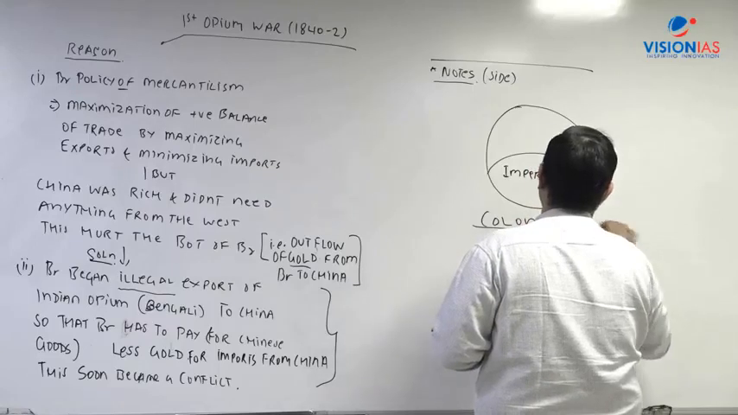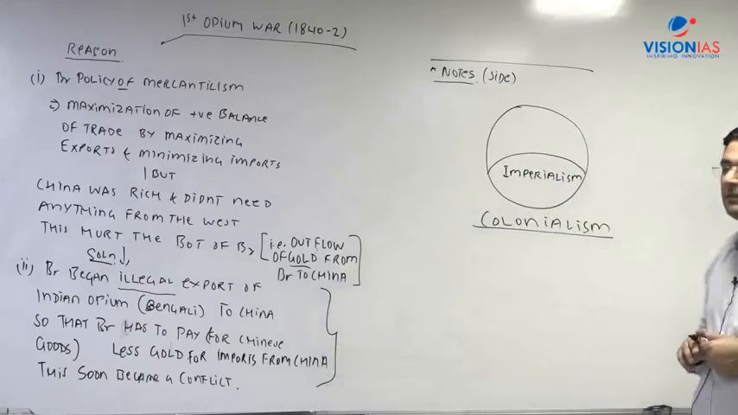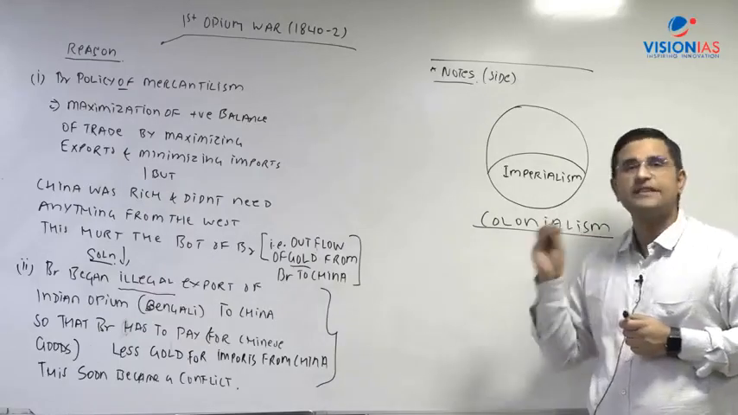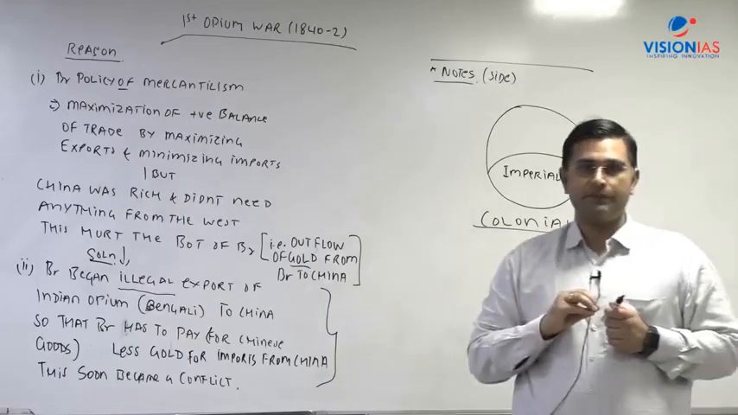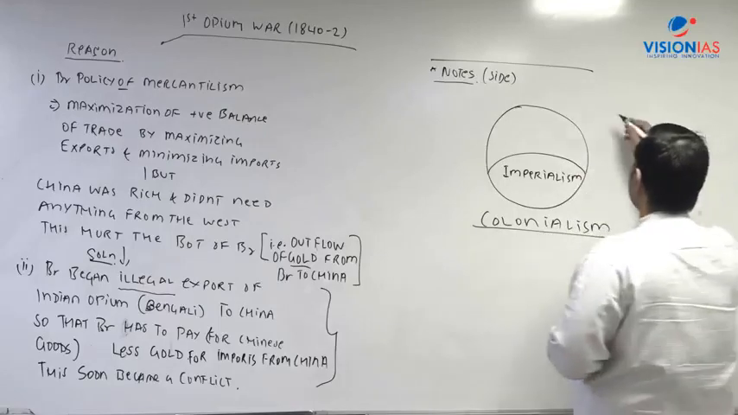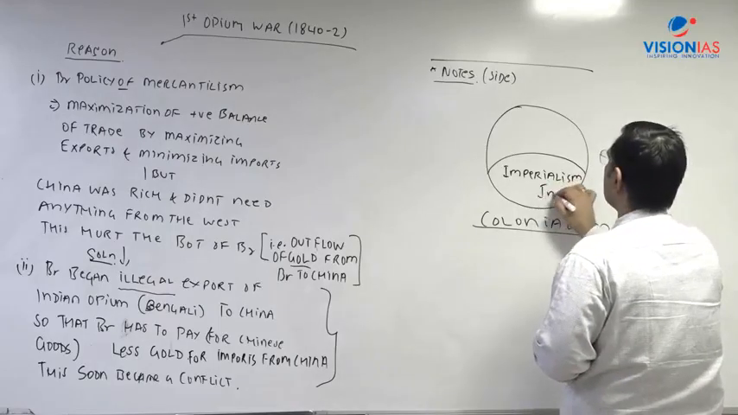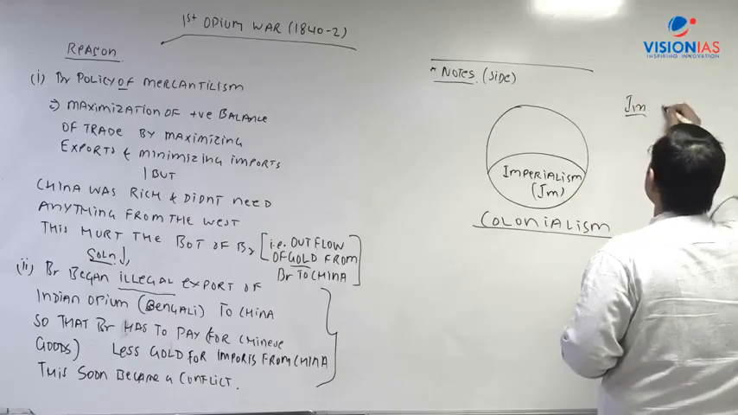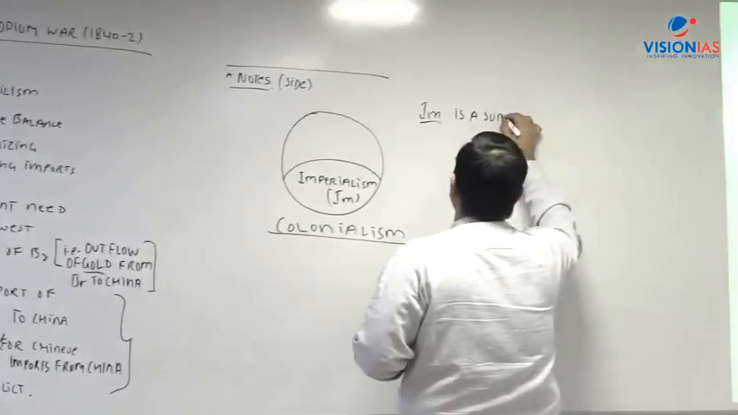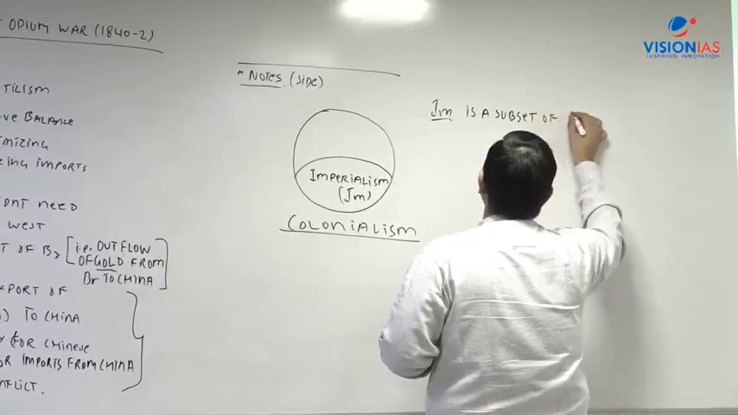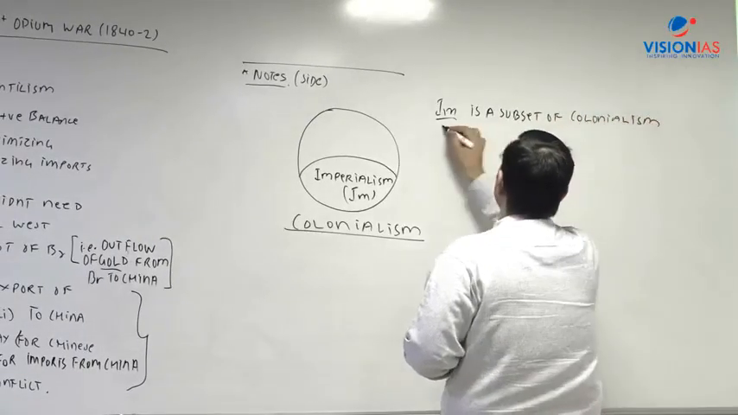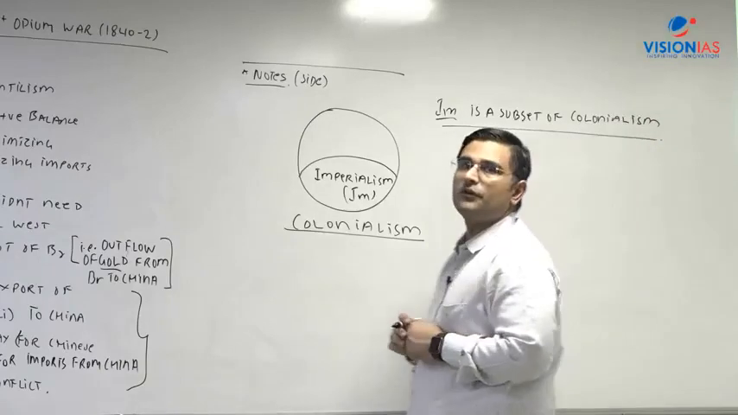This is the relationship between imperialism and colonialism. That is, imperialism is a subset of colonialism. Imperialism is a subset of colonialism. अगर मैं इसको I बोल देता हूं या IM बोल देता हूं, ठीक है? So basically your imperialism is a subset of colonialism.